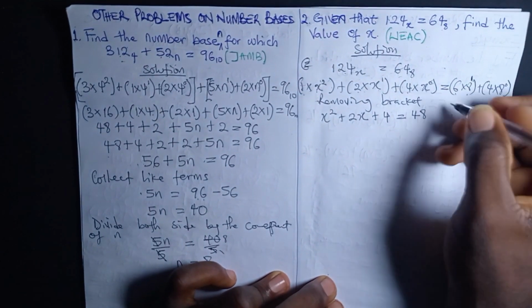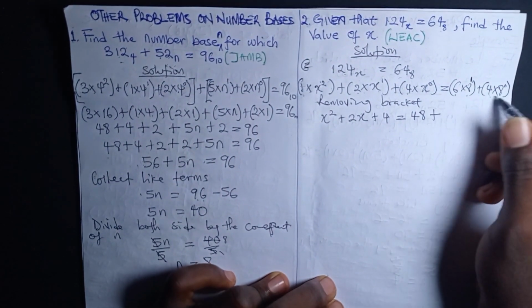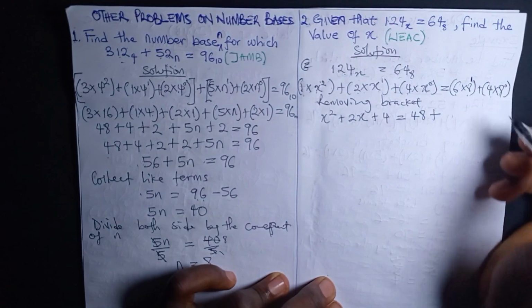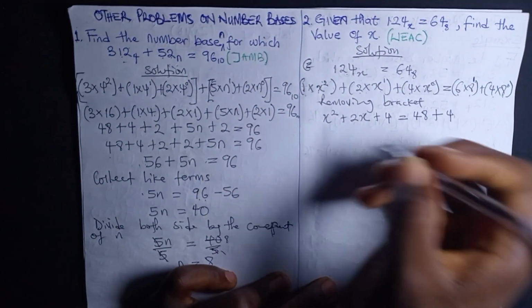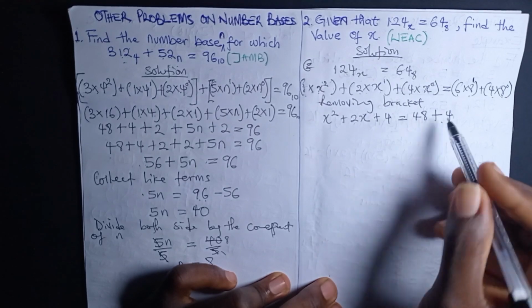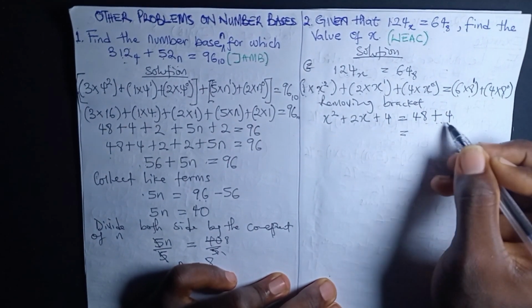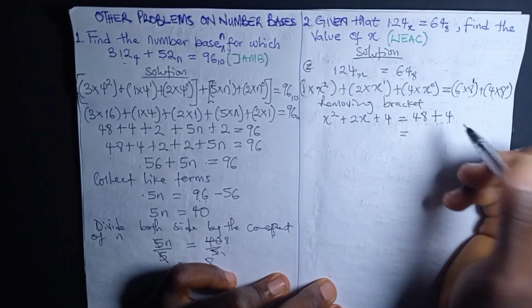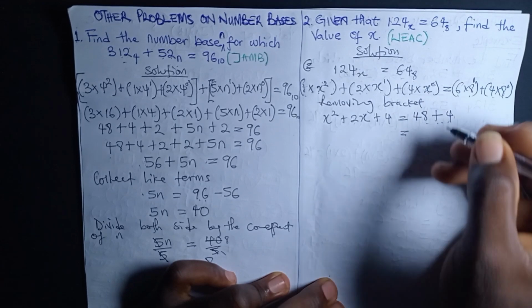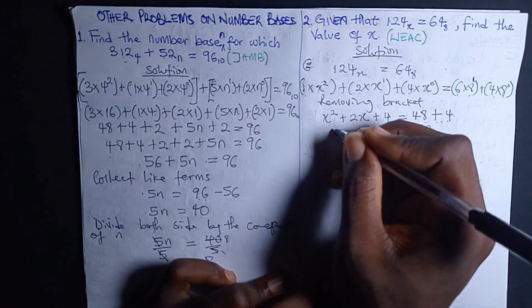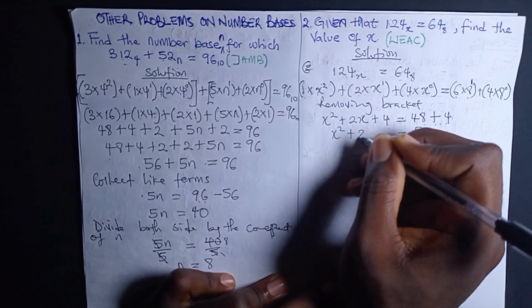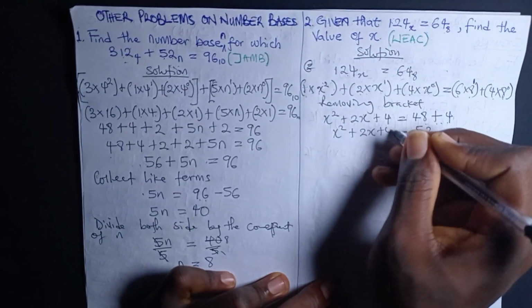48. Plus 4 times 8 raised to power 0 is what? 1. So 4 times 1 gives you what? 4. So let's sum this. 48 plus 4 gives you what? 52. x squared plus 2x plus 4.